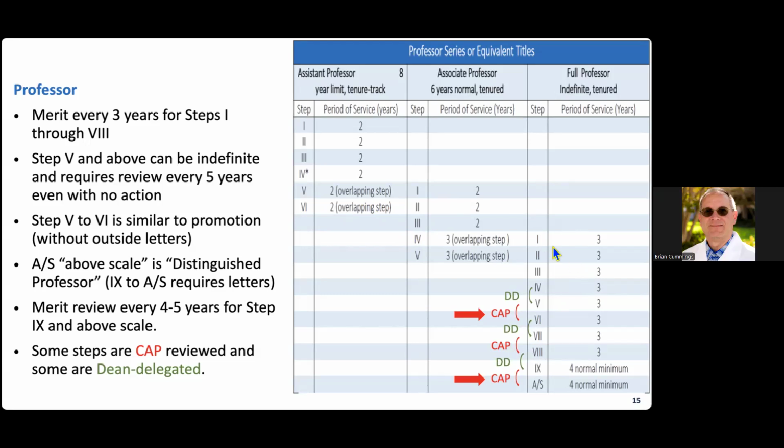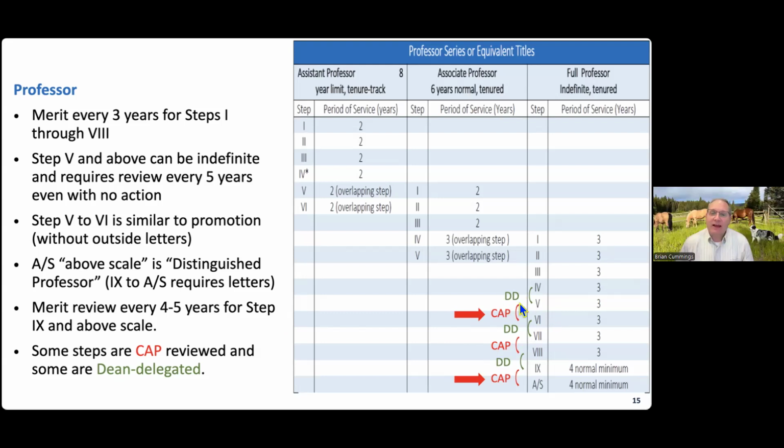I appreciate it. Sure. And then just to beat a dead horse, if you were an associate step 4, that's the same step as a full professor step 1. So if you were at a 4 for 3 years, your promotion would be from 4 to a full professor step 2. So Brian, the updated rule from this year is that all the regular merit is dean delegated except 5 to 6 and step 9 to above scale.